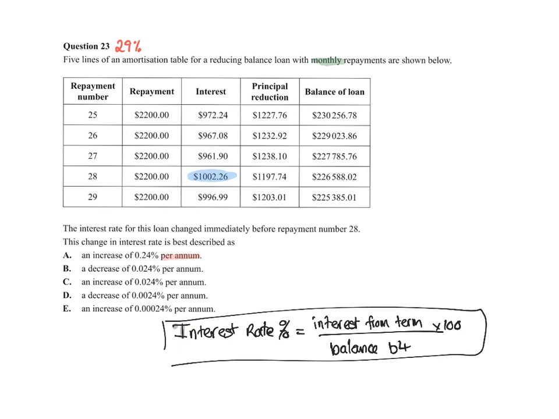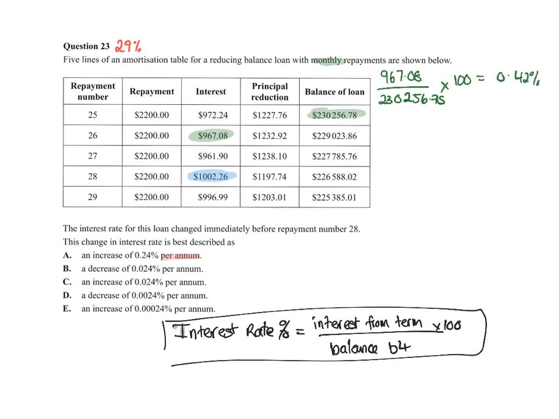So if I go up here, I'm going to do this one. I'm going to find the original interest rate. So here we go. I'm going to do the interest paid: 967.08 divided by the balance before, which was 3256.78, times it by 100.